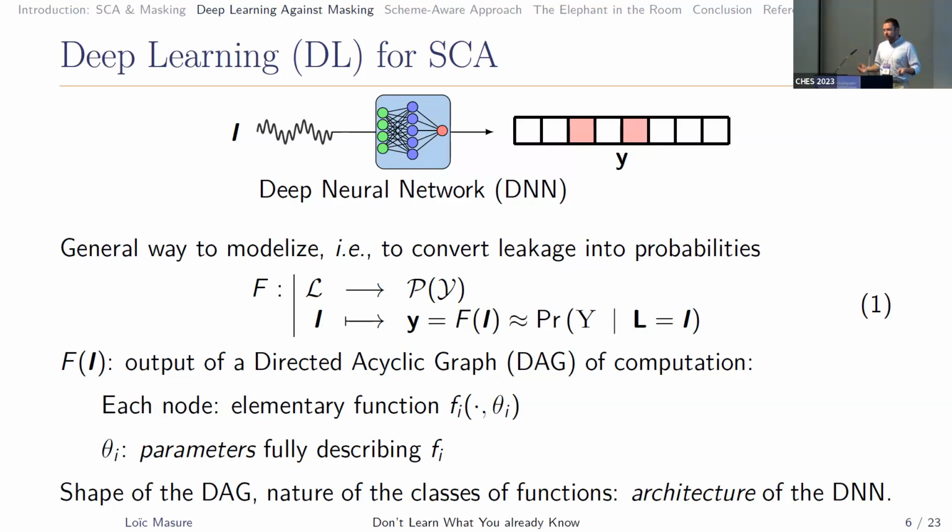A deep learning model is just a function which is made of some elementary functions that are parametric, which depend on some parameters that need to be tweaked in order to fit the ground truth. And this fitting, we will see that it can be done during the profiling phase.